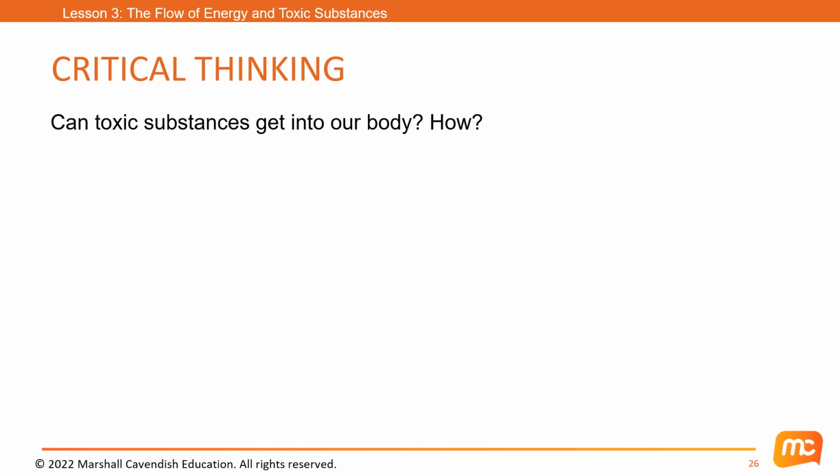Let's think about, review again about these toxic substances. Please answer this question. Can toxic substances get into our body? And how? I will wait for you to answer first. Can you answer these questions? Yes, good job. Toxic substances can get into our body if we eat food that is contaminated with these substances. So, yes, everyone, toxic substances can get into our body if we eat food that is contaminated with these substances.